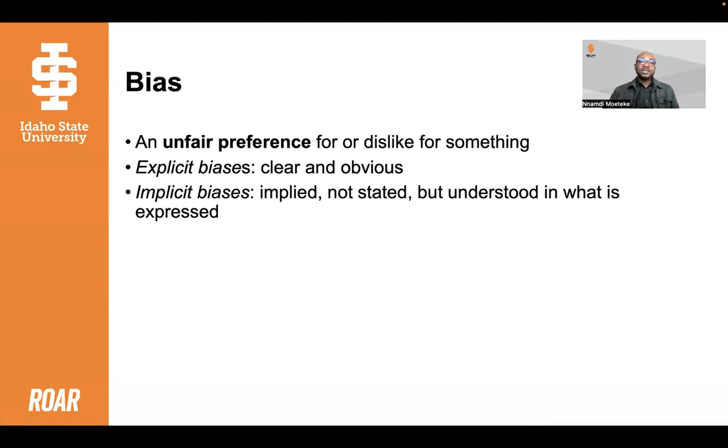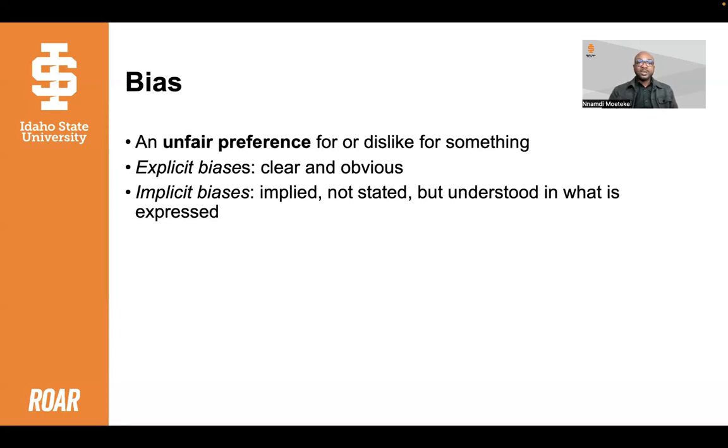You likely have a favorite color, a favorite food, or may have a favorite kind of music. It's clear and obvious, and your actions reflect these preferences and the choices you make. Implicit biases, however, are implied. They are not stated, and most of us are not consciously aware that they exist. They are not as clear and obvious, yet they are indicated by what is expressed or acted upon rather than what is stated.